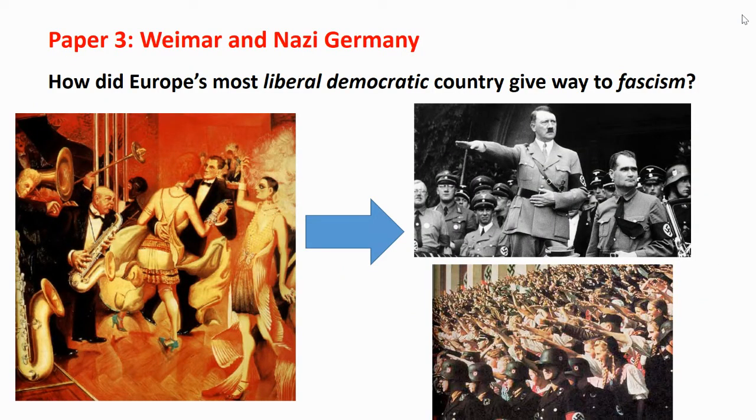Paper 3 is Weimar and Nazi Germany, so a lot of you will be familiar with this because you've covered some of this already in Year 9. The key question here to consider is, how did Europe's most liberal democratic country give way to fascism? A fascinating question, and one that is definitely very, very relevant today. So I think a lot of you will really enjoy this one in particular.